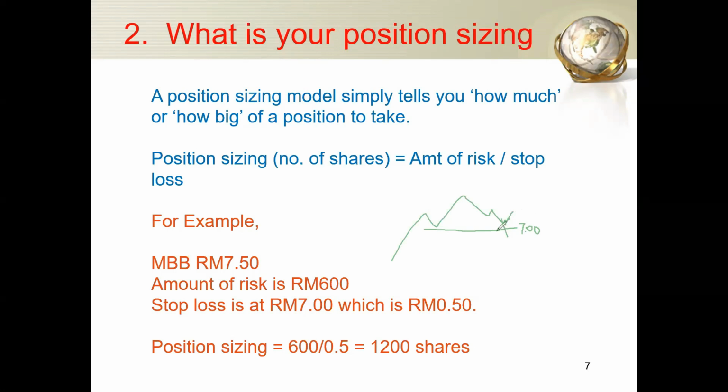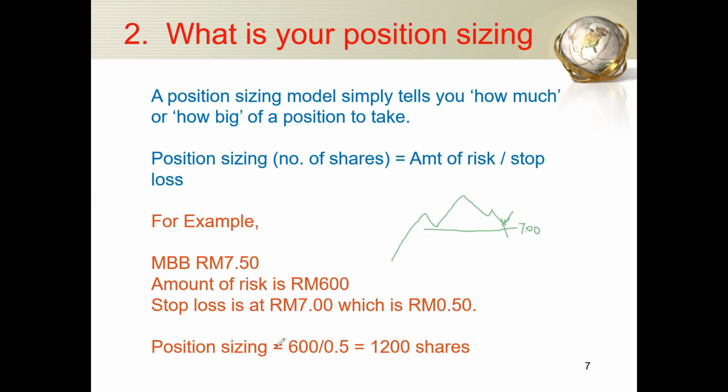Then we see that there's a head and shoulders forming, and the neckline is at 7 ringgit. So if I bought at 7.50, my cut loss point is at 7. From 7.50 to 7, I would lose 50 cents if this happens. Therefore my stop loss is 50 cents.